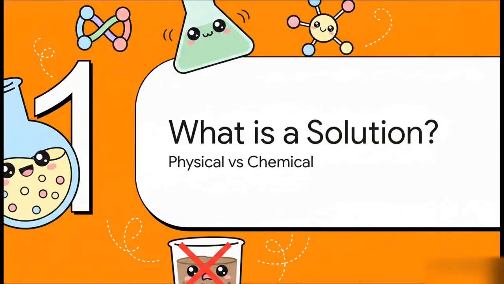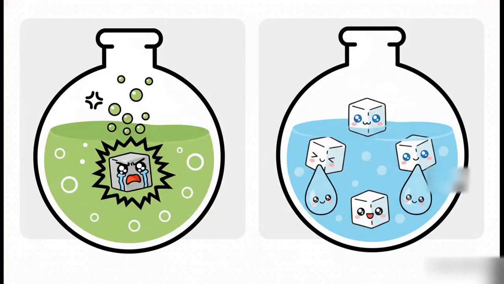All right, part 1. What is a solution? Specifically, separating physical mixtures from chemical reactions. Because to figure out what a solution is, we kind of need to know what it isn't, right? It's super easy to assume that anytime you mix two things together, boom, you've got a solution. But no, in chemistry, the rules are beautifully specific.